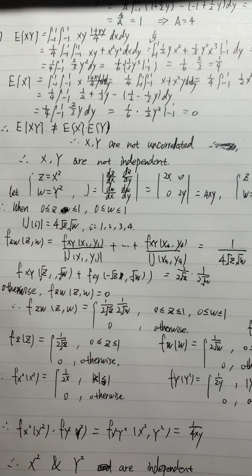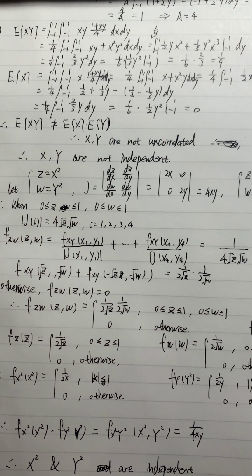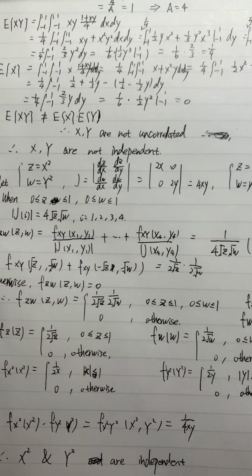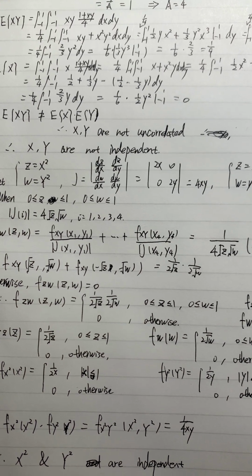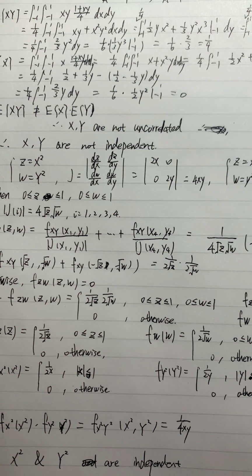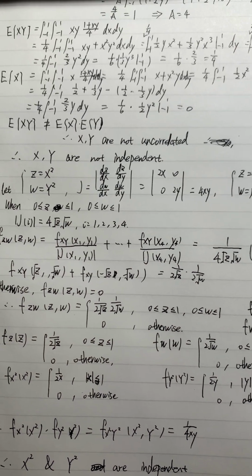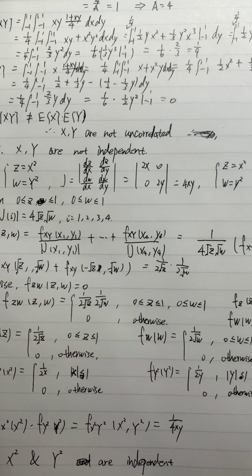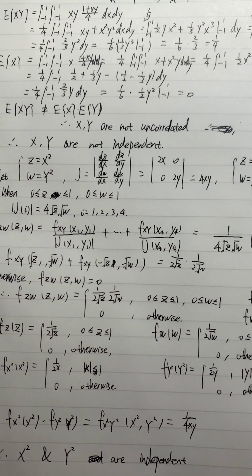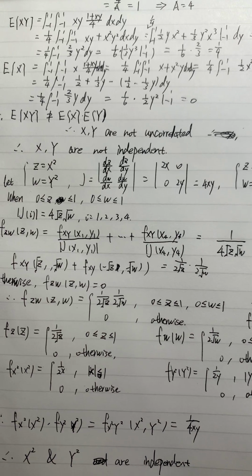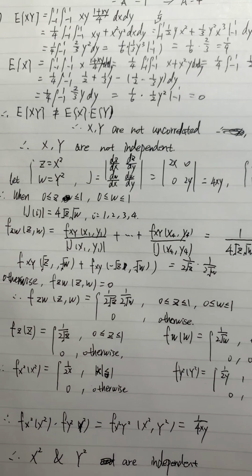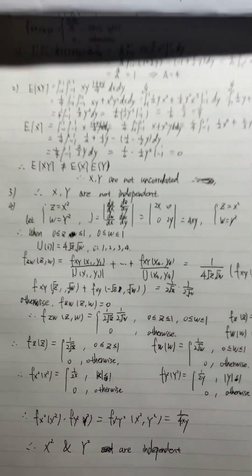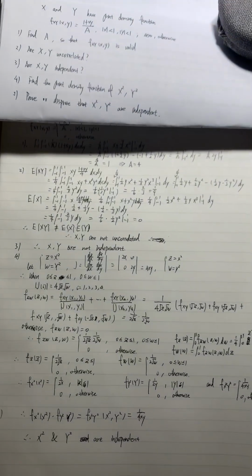Since we know the density of x squared is equal to 1 over 2x and the density function of y squared is equal to 1 over 2y, the product of them is 1 over 4xy, which is equal to the joint density function of x squared and y squared. So x squared and y squared are independent. So we are done with the final question. Thank you, guys.